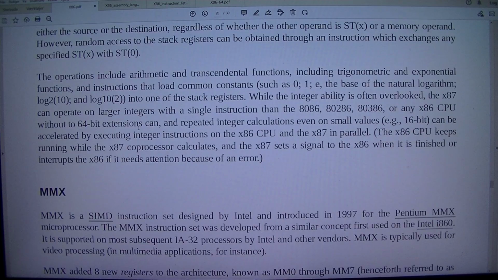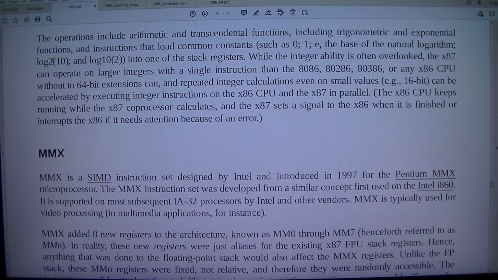The operations include arithmetic and transcendental functions, including trigonometric and exponential functions, and instructions that load common constants, such as 0, 1, e, the base of the natural logarithm, log2(10), and log10(2), into one of the stack registers.